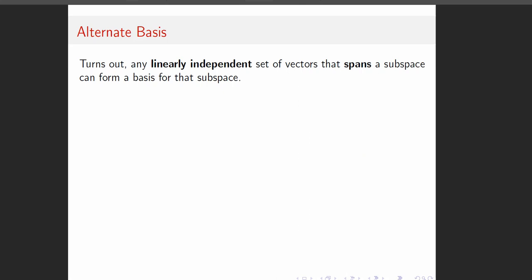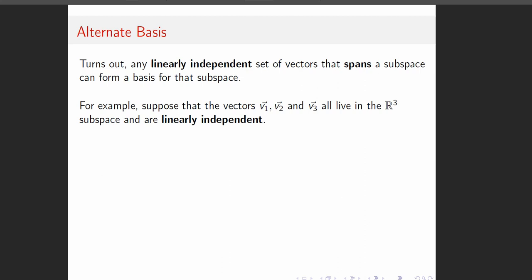So where are we going with this? Well, it turns out that any linearly independent set of vectors that spans a subspace can form a basis for that subspace. So yes, we have the standard basis that I just showed you, but we can create an alternate basis from any linearly independent set of vectors that spans the subspace.